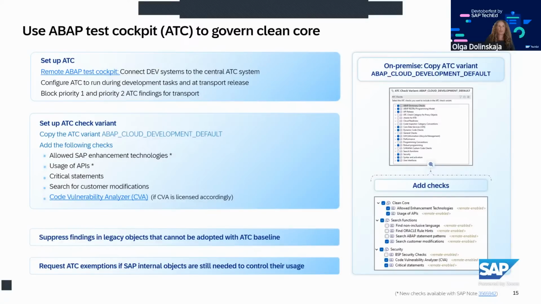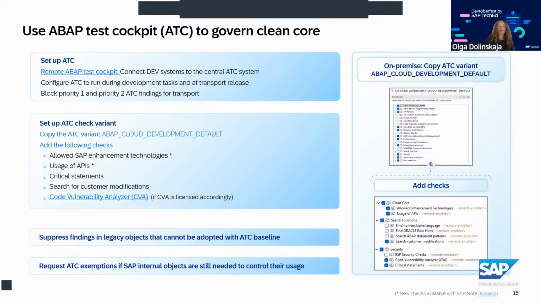So here the checks are listed: allowed SAP enhancement technologies, usage of APIs checks. These both checks are new, and they can be installed in an S/4HANA system using the corresponding note, which is mentioned on the slide. In addition, the search for custom modification check must be added. And of course, if you have licensed code vulnerability analyzer, then it would make sense also to add the security checks.